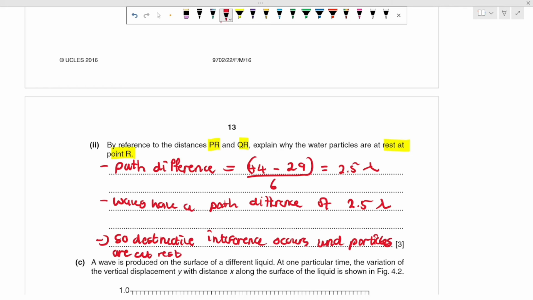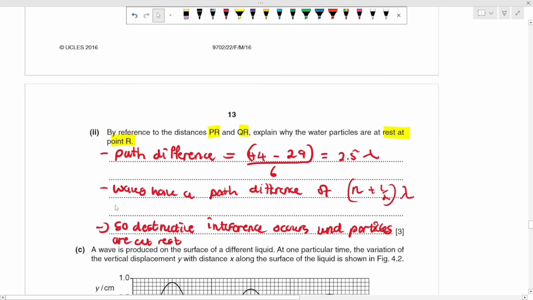3 points: find the path difference, determine, since they have a path difference of n plus half lambda, it probably means that destructive interference is going to be occurring. Those are some of the things that you need to be thinking about. Find the path difference, then that path difference will guide you in figuring out what is going to happen. Is it destructive or is it constructive? Okay, I hope that makes sense.